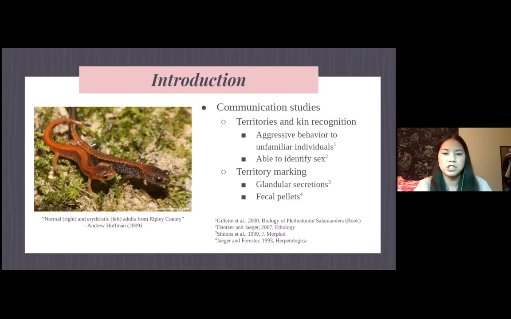And then in addition to that, they've also been noted to use fecal pellets a lot for this communication, again as a way of marking their territories. So especially with females, it's been known that they'll do fecal pellet squashing.